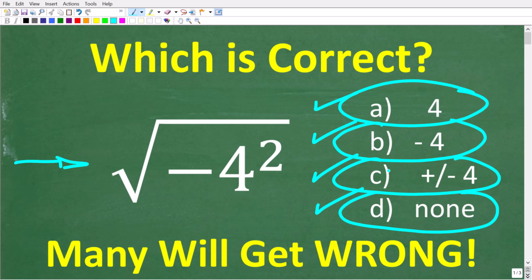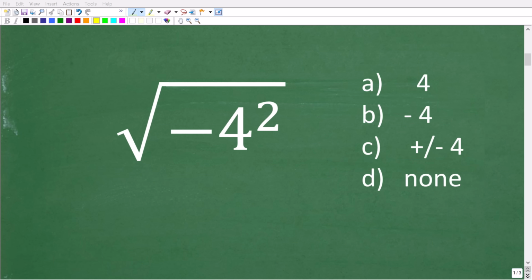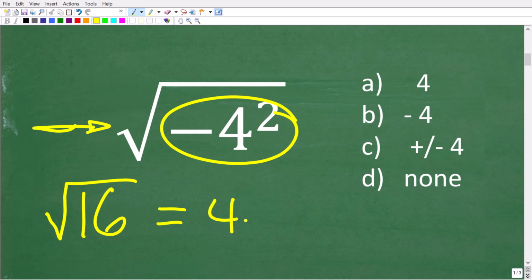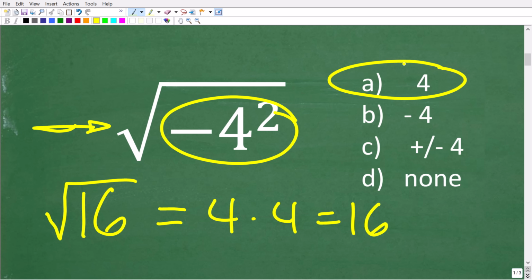Okay, so let's go ahead and walk through the solution step by step. Many people are going to start this problem this way. They're going to say, okay, I got a negative 4 squared right here, and negative 4 times negative 4 is a positive 16. So really this question is the square root of a positive 16. Okay, so what is the square root of a positive 16? A lot of you are going to say, well, it's 4 because 4 times 4 is 16. All right, so if this is what you think, then you may say A is the correct answer.